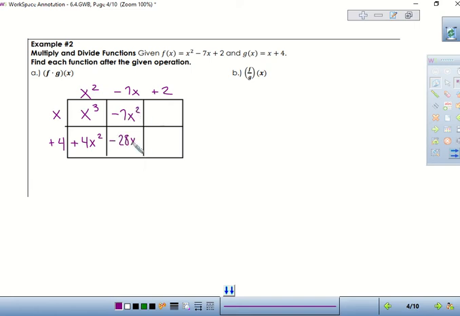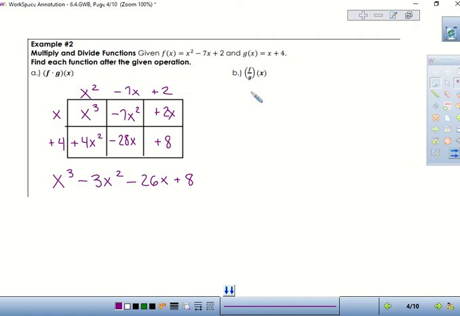Negative 28x plus 2x plus 8. And then you're just going to combine the like terms. We have x cubed minus 3x squared minus 26x plus 8 is what I got. Just verify that. And then that would be our final answer because there's nothing else I can combine because there are no other like terms.